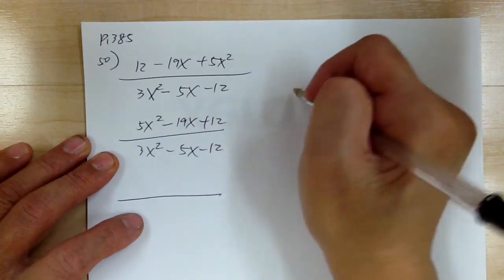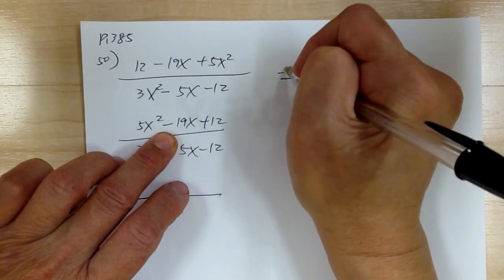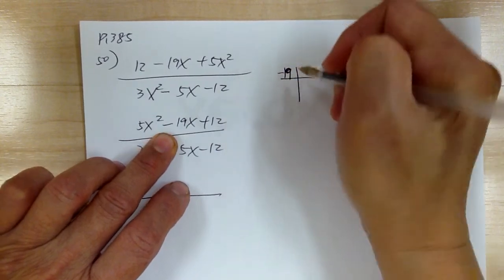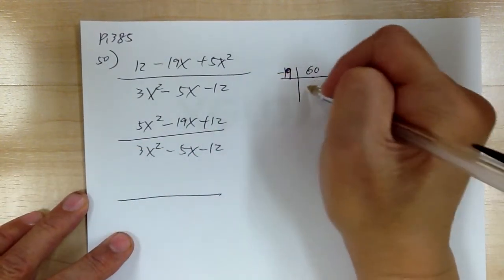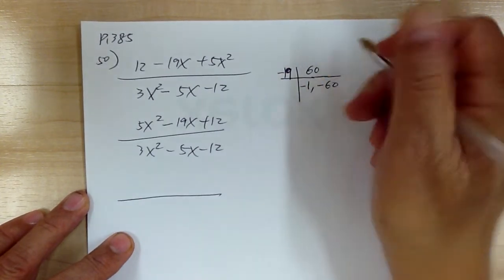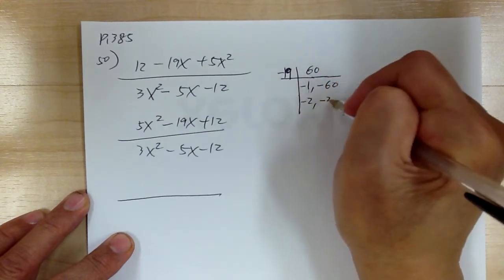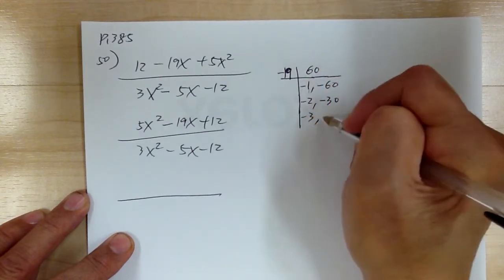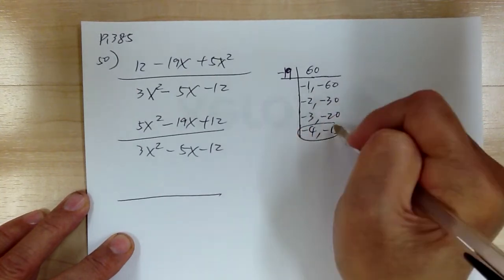So I'm going to go off to the side. I'm going to do my master product. So it would be negative 19 and 60. Because this is negative, I have to use both negatives, right? Negative 1, negative 60. Okay, negative times negative gives you positive. So negative 2, negative 30, negative 3, negative 20, negative 4, negative 15, and so that's it.